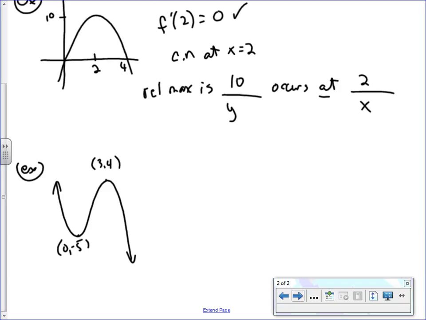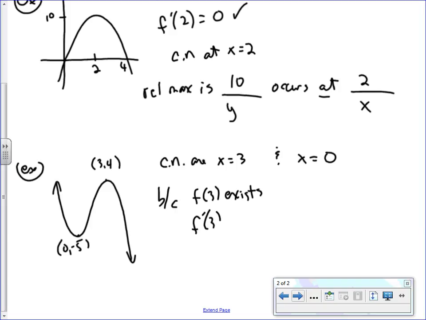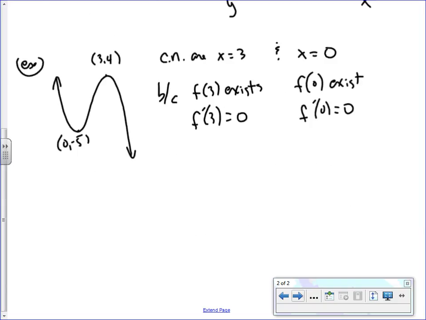If I ask you to identify critical numbers for me from this picture, you would say the critical numbers are x equals 3 and x equals 0. If I say why, you would say because f of 3 exists and f prime of 3 equals 0. Or for here, f of 0 exists, f prime of 0 equals 0. There's your justification for critical numbers.